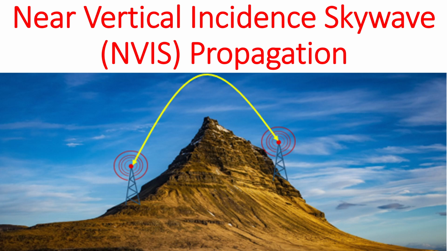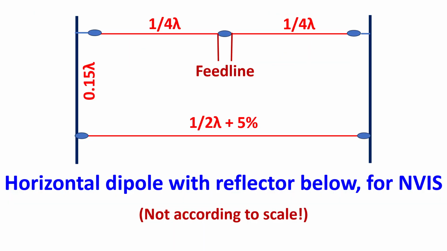During periods of low sunspot activity, 160 meter may be better. A simple method of achieving a high angle of radiation for amateur radio is using a horizontal dipole with a reflector element below that. The half-wave horizontal dipole is mounted at a height of a quarter wavelength from the ground.